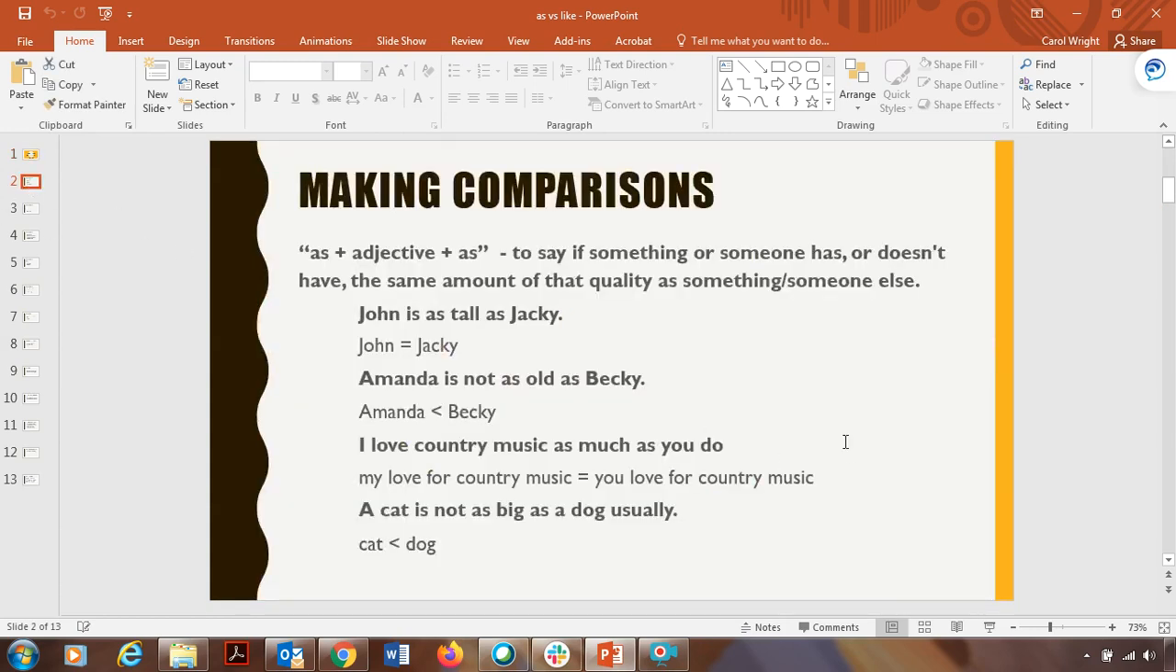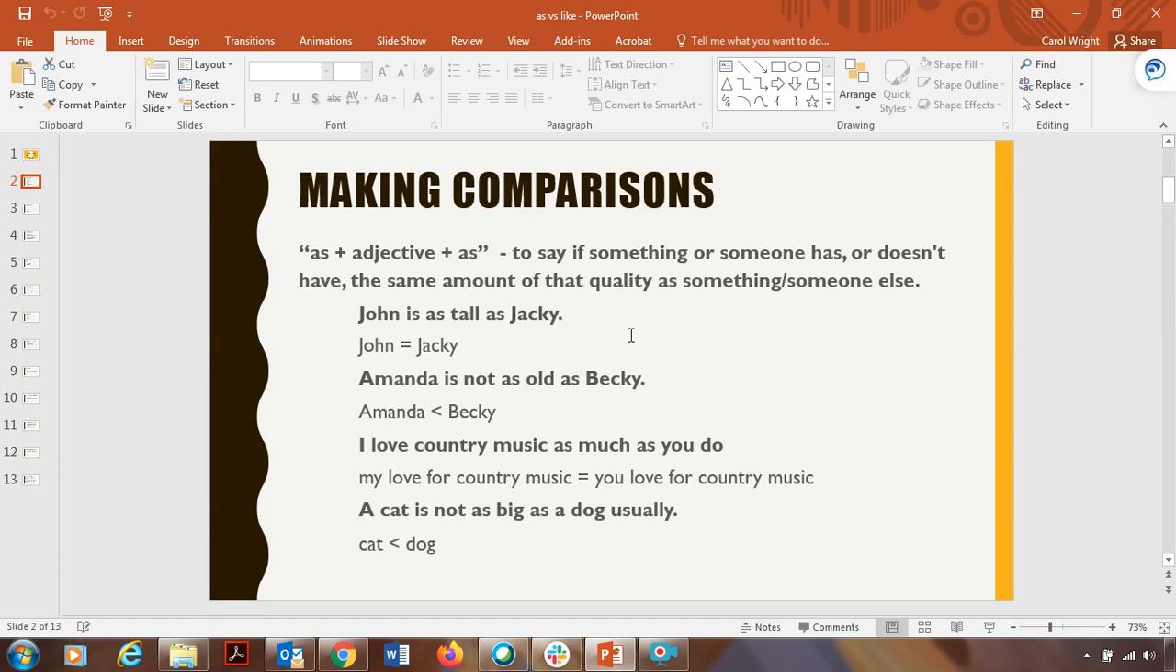So first we can use as to make comparisons. How we do that is we use as plus an adjective plus as to say if something or someone has or doesn't have the same amount of that quality as something or someone else. This sounds very complicated, but I think once you see some examples, you understand what I mean. So let's look at the first example.